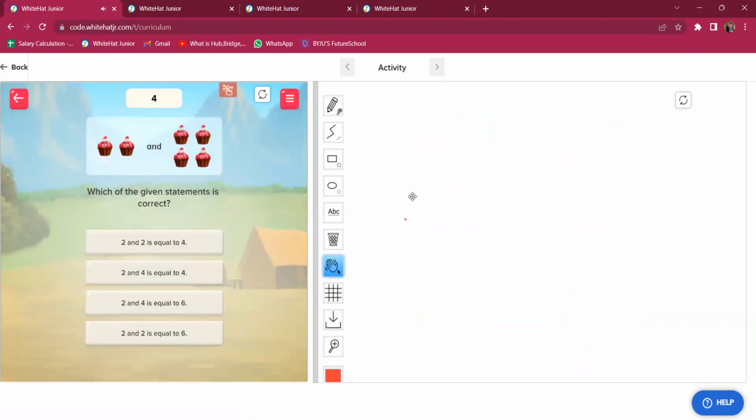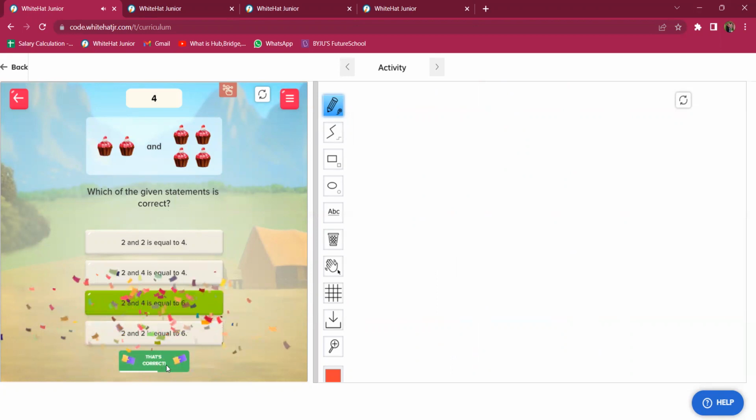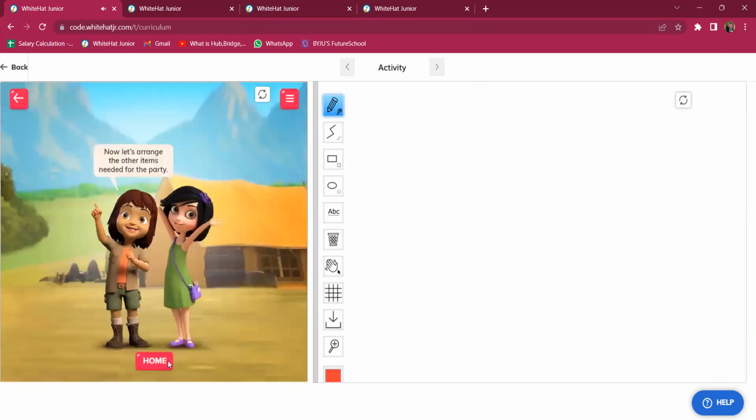So let's see what we have to do in the next question. So we have 2 muffins and 1, 2, 3, 4 muffins, right? So 2 and 4 we have, right? So 2 and 4 is equal to 6. So we have to find where 2 and 4 is equal to 6. So we have to click on that and check our answer.